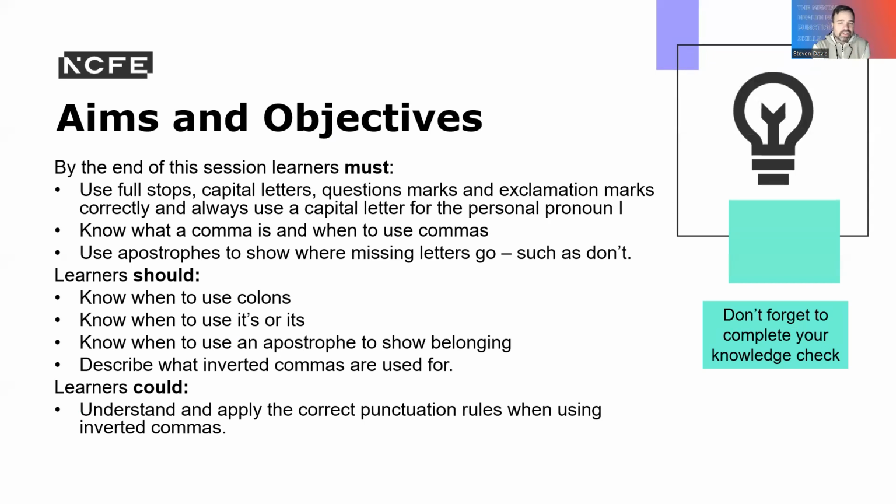Okay, so at the end of this session, hopefully you've learned how to use the full stop, capital letters, question marks, and exclamation marks correctly, and to always use a capital letter for the personal pronoun I. You know when to use commas, and to use apostrophes to show missing letters, such as don't for do not. Learners should know when to use colons, when to use its or it's, so it is or its, and when to use the apostrophe to show belonging, and describe how inverted commas are used. Learners could understand and apply correct punctuation rules when using inverted commas.